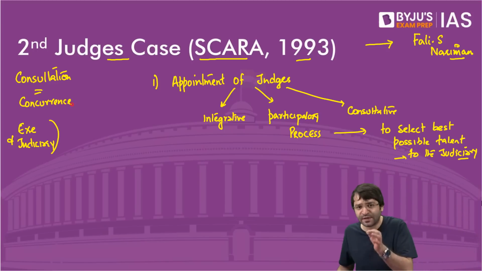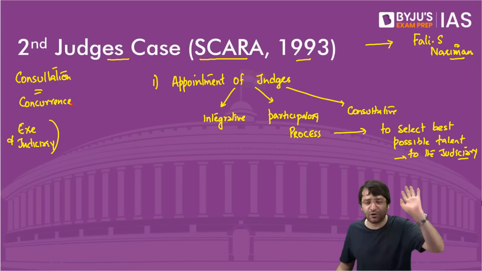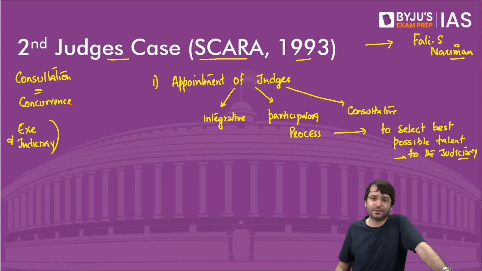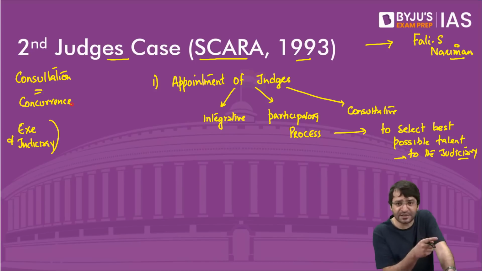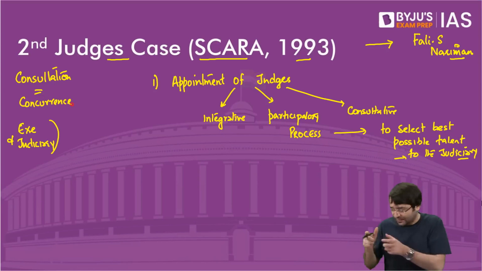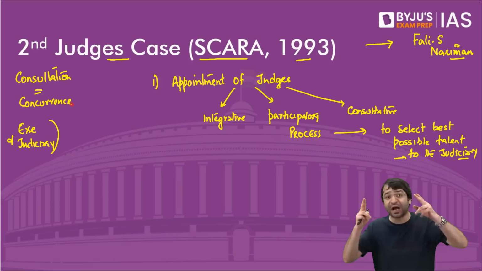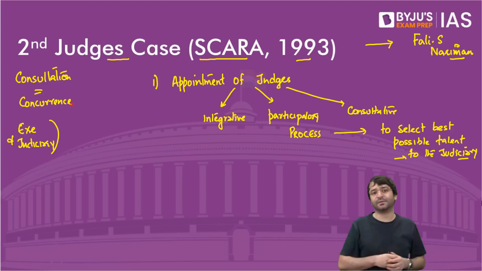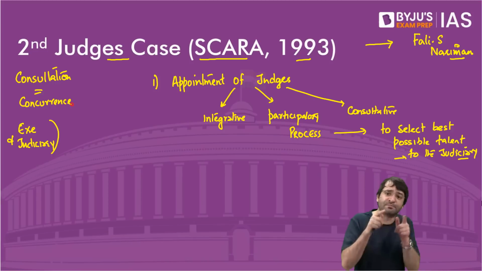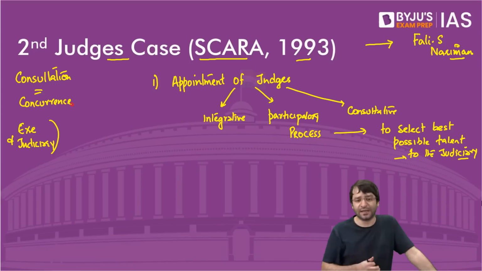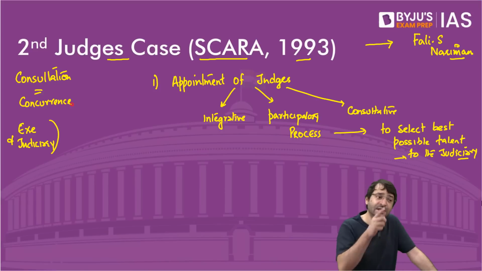That means whatever is communicated to you by the Chief Justice of India is binding on the President of India. That is what the Constitution mentions. While appointing judges other than the Chief Justice of India, the Chief Justice of India shall always be consulted. This phrase "shall always" means it is concurrence. That means whatever advice is given by the Chief Justice of India to the President is binding on the President.